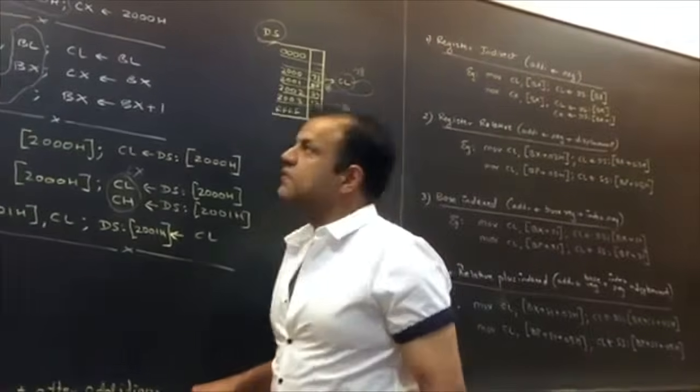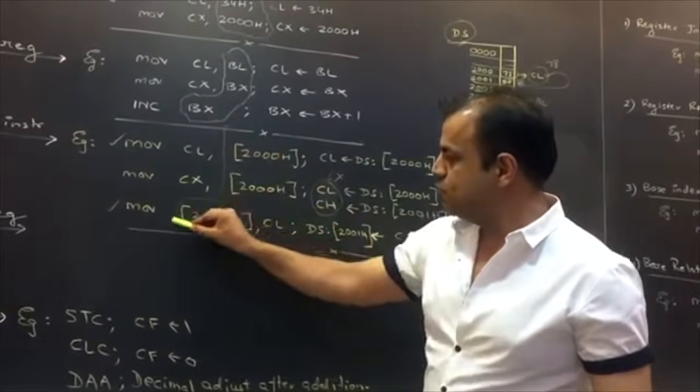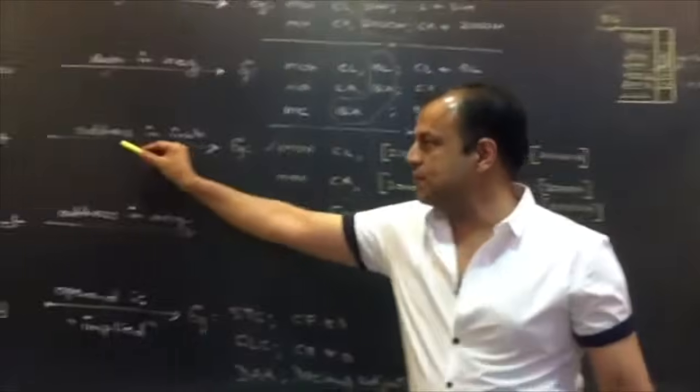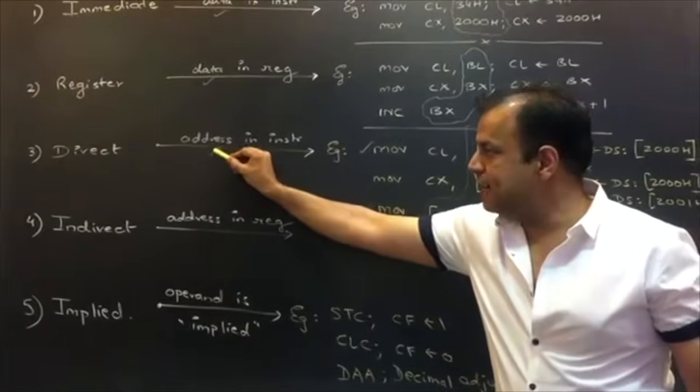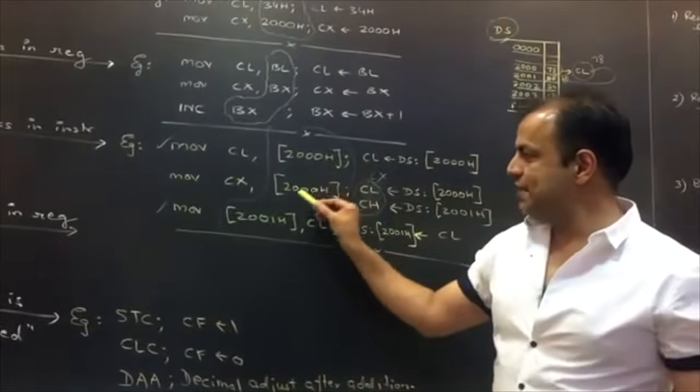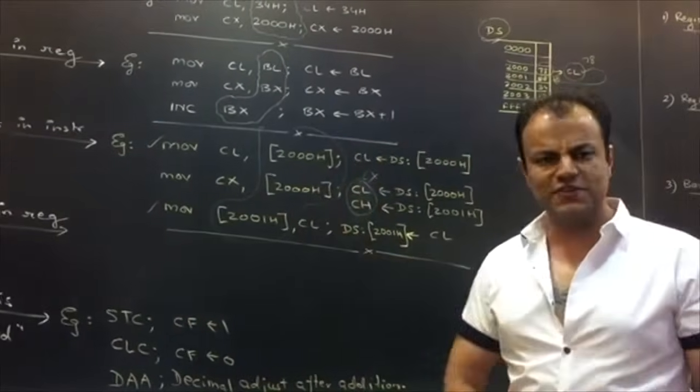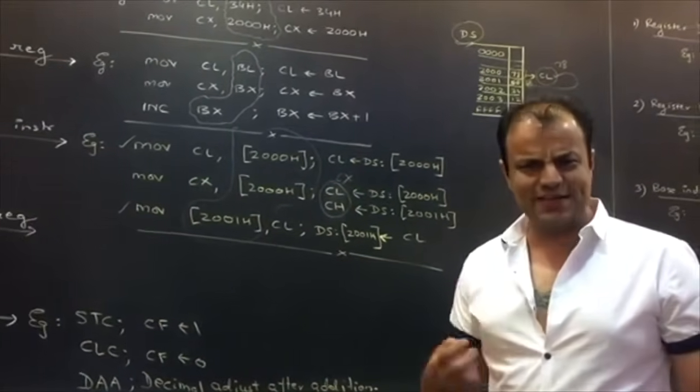Now what are we learning? We are learning addressing modes. Which addressing mode are we learning right now? Direct addressing mode. The definition is: the address will be given in the instruction. As you can see in all these instructions, the address was given. Let's take a small example. Let's get this more solid.